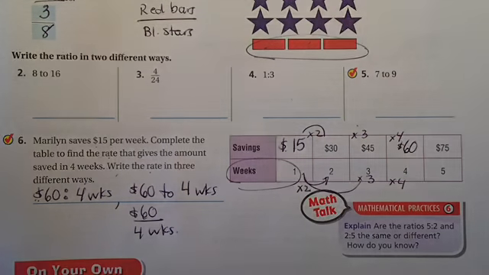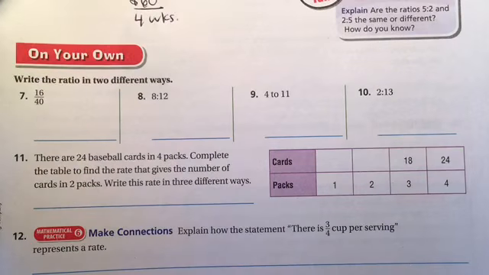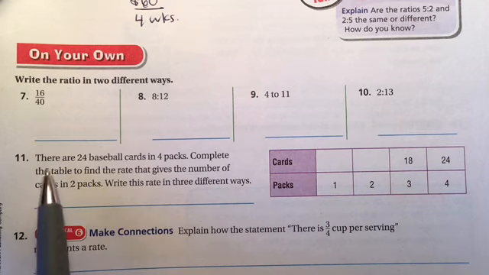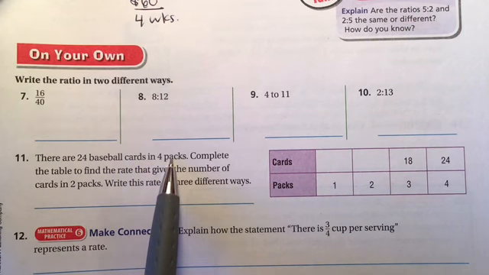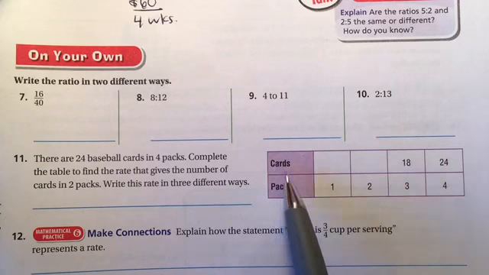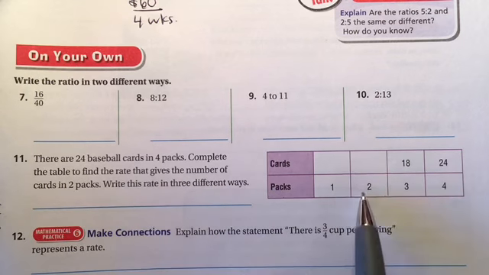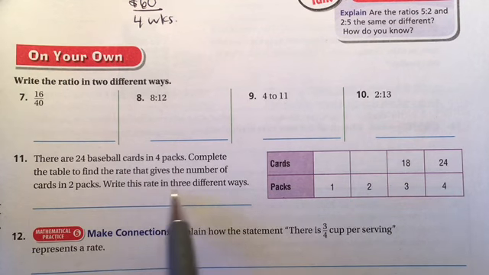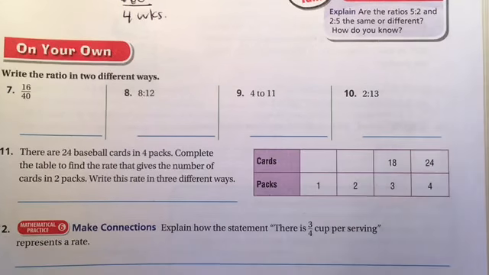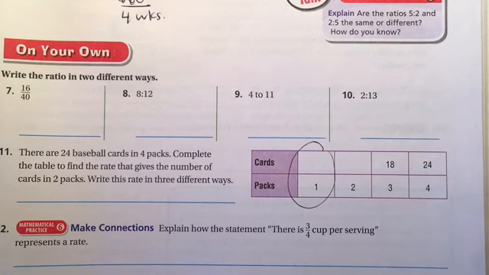All right, and the last one I want to do for lesson 2 here is still on page 219. I want to do number 11 with you. A little different example. There are 24 baseball cards in 4 packs. So cards, packs, 24 to 4. Complete the table to find the rate that gives the number of cards in 2 packs here, and write this rate in 3 different ways. Sometimes they're not going to give you the unit rate. You might have to back it out. You have to figure out what the pattern is.